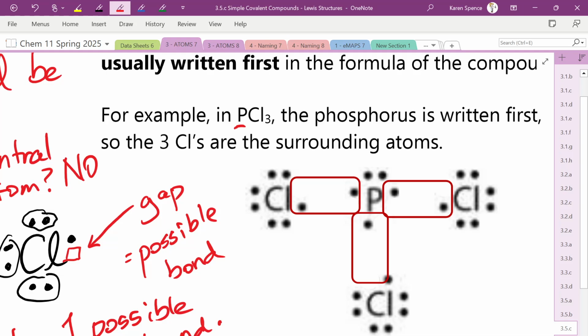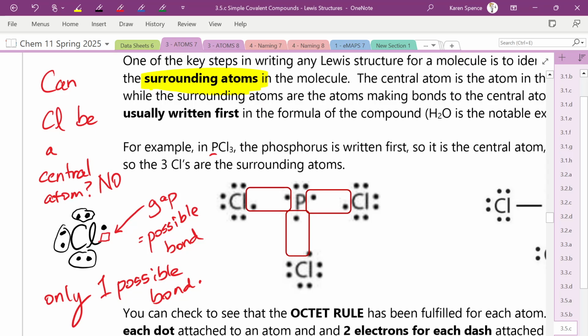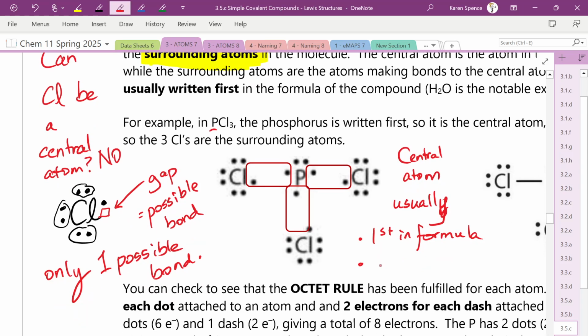So it makes sense that the further left something is, the more likely it is to be the central atom because it has more gaps. It has more ability to form bonds. So what that means is that the central atom is usually first in the formula, and it is usually the singleton.